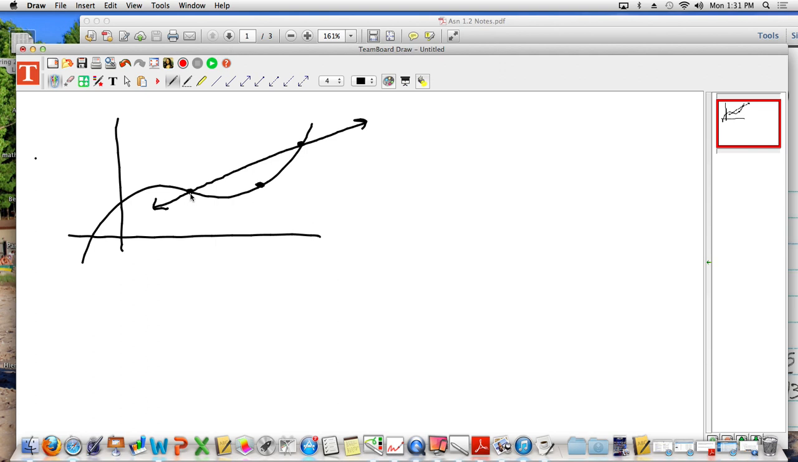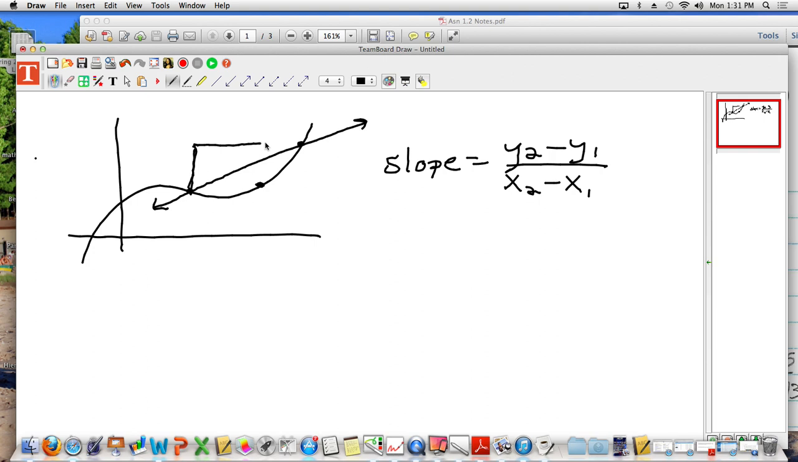Well, you guys know that you find slope by subtracting the y values and then dividing that by subtracting the x values. Y values go up and down. X values go straight across. So if you were finding the slope of that secant line, you would figure out how much it's changing to go from this point to this point, and then you would divide it by how much it's changing to go from this point to that point. Are you with me here? Well, that's easy to find.